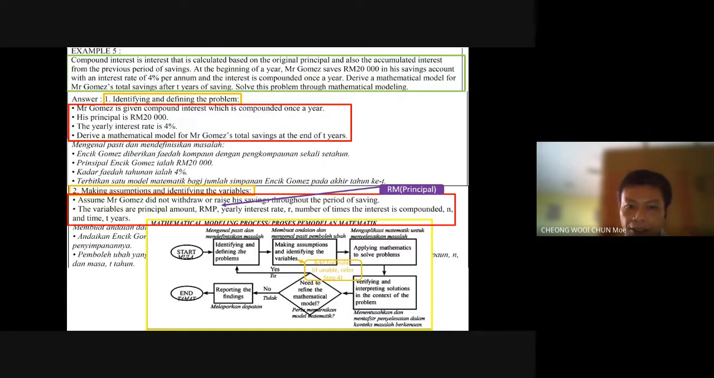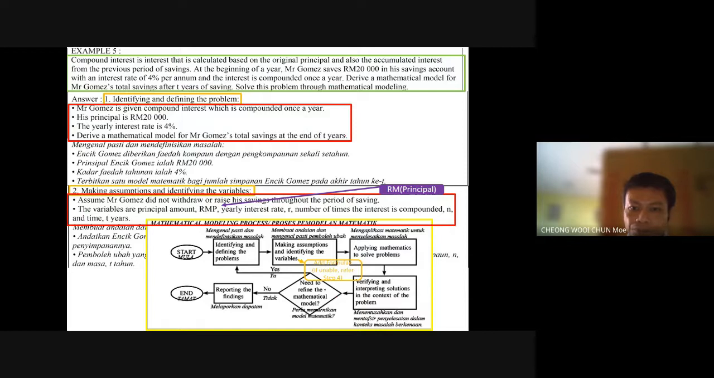So remember the steps. There's step 1, step 2, step 3, step 4, step 5, and step 6. We start off with identifying and defining the problem. From here, I can identify what is given to us. Given to us is compound interest compounded once a year. Given principal is 20,000, means start with saving 20,000 ringgit. Interest rate 4% per annum, means yearly interest rate is 4%. You need to derive a mathematical model for Mr. Gomez's total savings after 3 years of saving. So you need to find total savings at the end of 3 years.